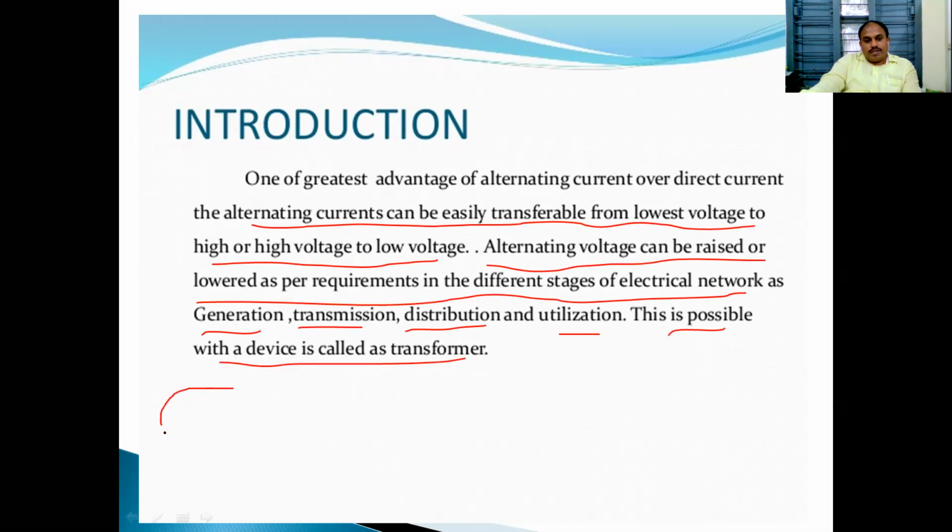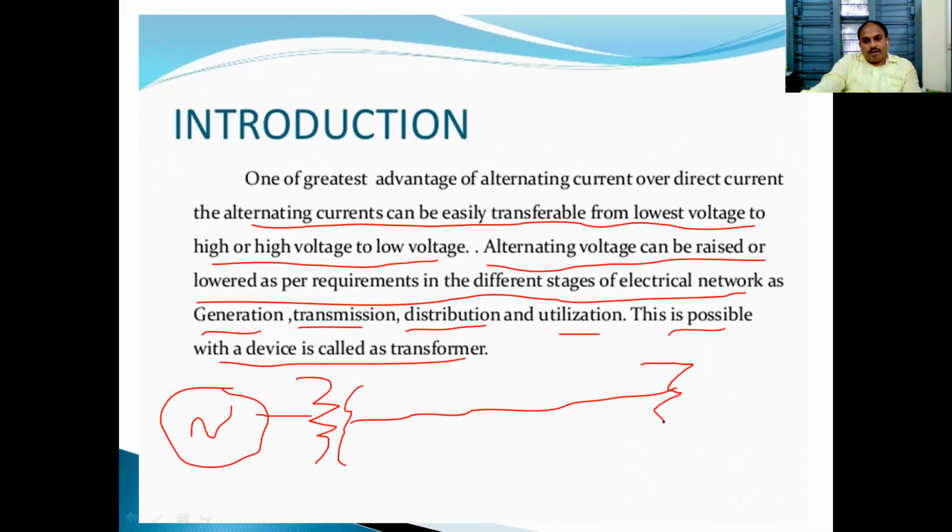Suppose power is generated at generating stations with the help of a generator. The generated voltage is stepped up by using a transformer, and power is transmitted at the stepped up voltage with the help of transformer T1. This is the transmission line. So we have generator, transformer, transmission line, another transformer.